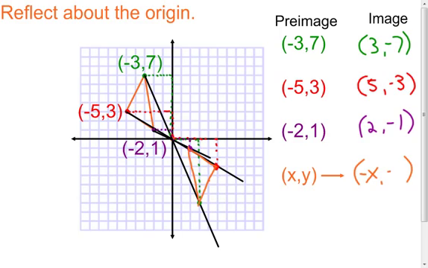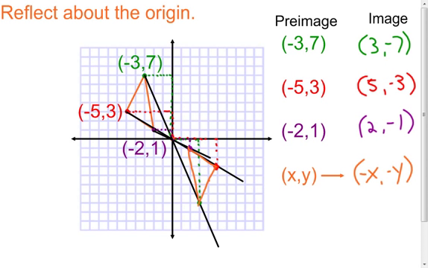Now, it's not always going to happen where all the pre-images will be positive and all the images will be negative. They might change up a little bit. Some of them might be positive, some might be negative. But what does happen is, whatever you start with, whatever your point is, the x and the y value will just change their sign when you reflect about the origin. Now that's going to conclude the lesson.